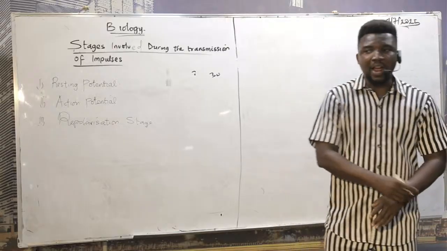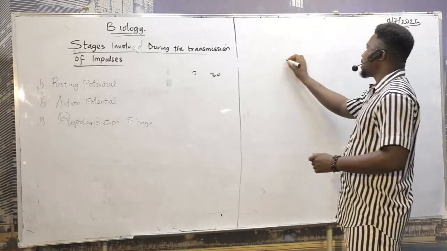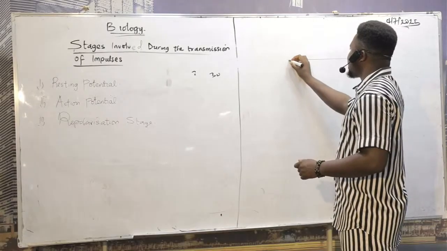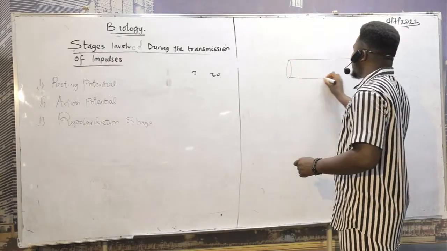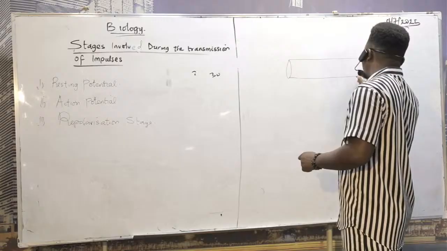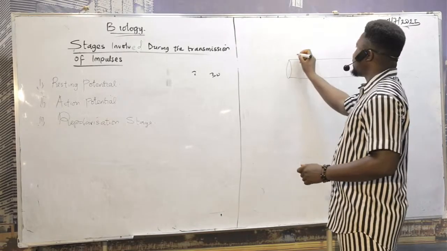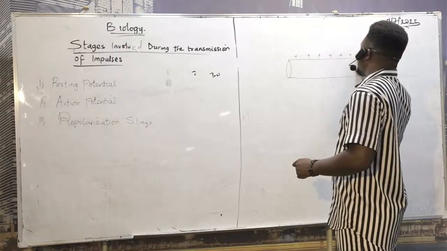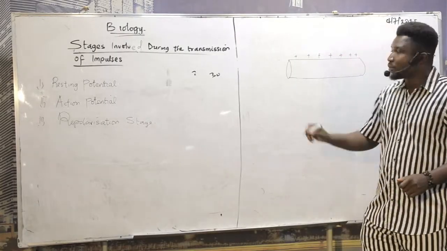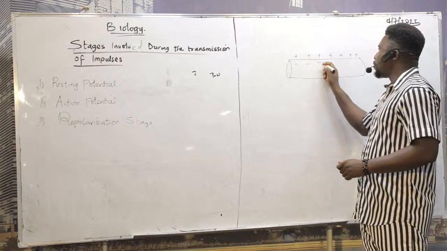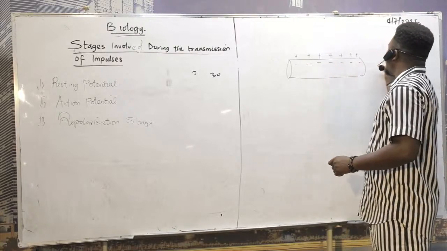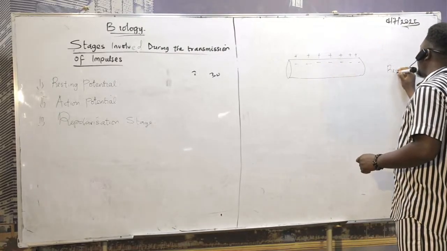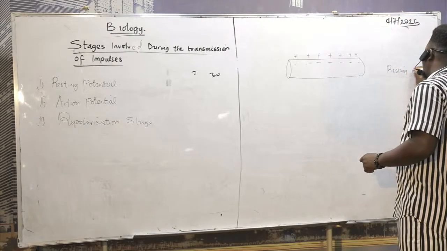Why is it polarized? Because a resting nerve has something like this. Let's say this cylindrical structure is a nerve cell. The outside is made up of positively charged ions, while the inner part is made up of what? So at this point, we can say this is the resting stage, or resting potential.